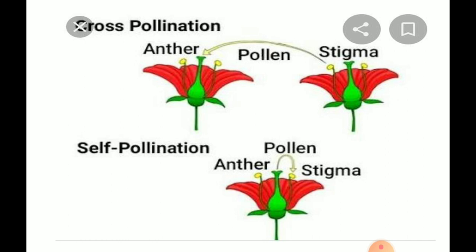So today we have discussed two types of pollination, cross-pollination and self-pollination, and we understood the differences between these two also. In self-pollination, the pollen grains are transferred from one flower to another flower of the same plant. And in cross-pollination, pollen grains are transferred from one plant to another plant. It means from the flower of one plant to a flower of another plant. That is cross-pollination.